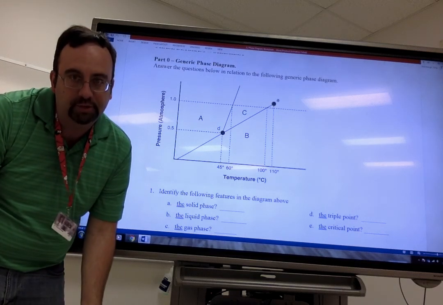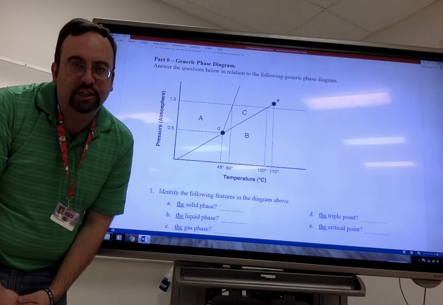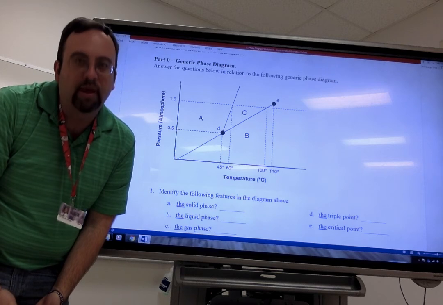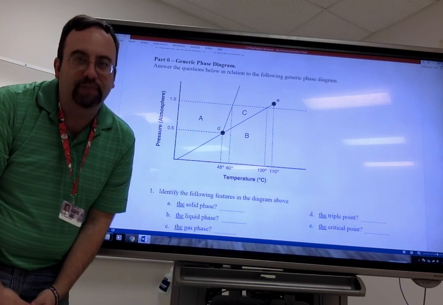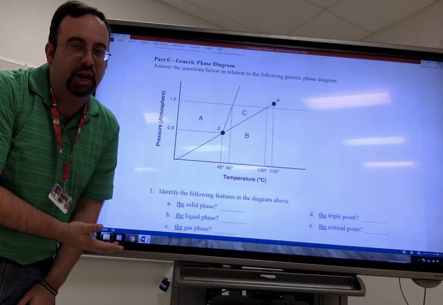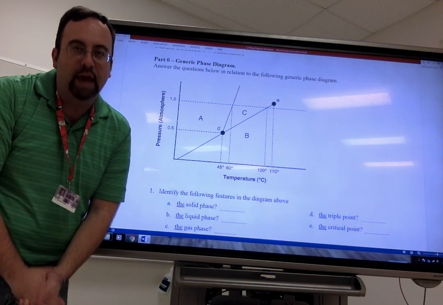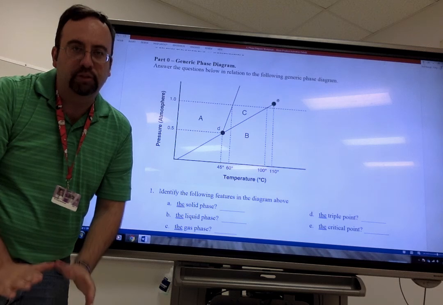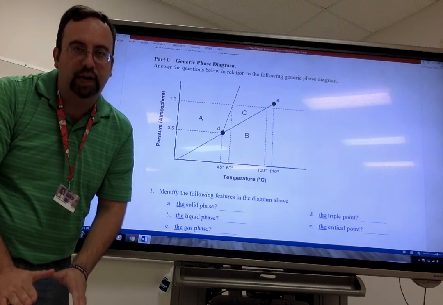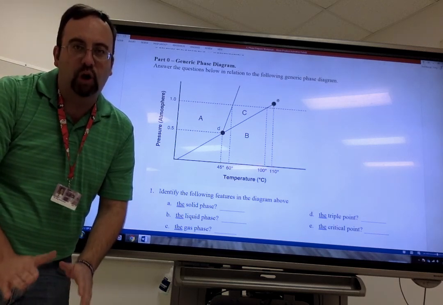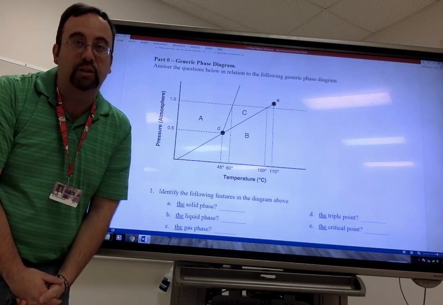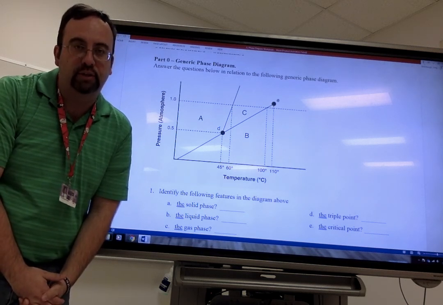Hello, chemistry students. I thought it would be a good idea just to go through a practice problem dealing with how to interpret a phase diagram. So this is the worksheet that I gave you last Friday, so please take that out. We are going to go over the first side together, and then I want you to work on the reverse side. This will count as a grade, so make sure that you do this.